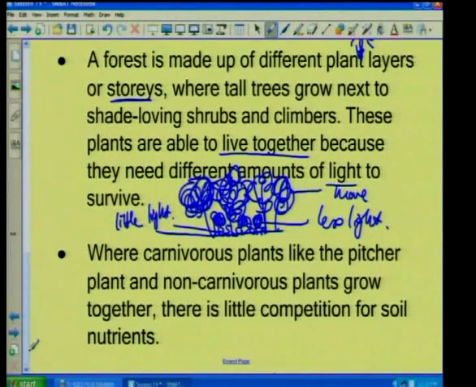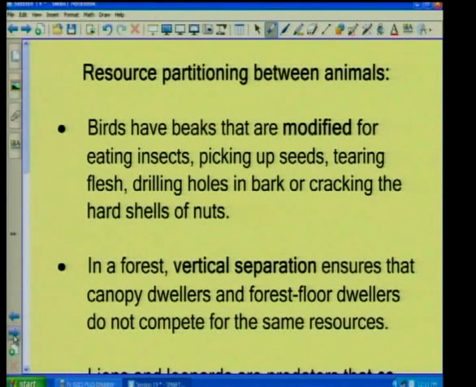Where coniferous plants like the pitcher plant and the non-coniferous plants grow together, there's little competition for soil nutrients. Why? Because your coniferous plants are getting their nutrients from the insects they're eating, and your non-coniferous plants use water and light. So there is very little competition there, or actually no competition.